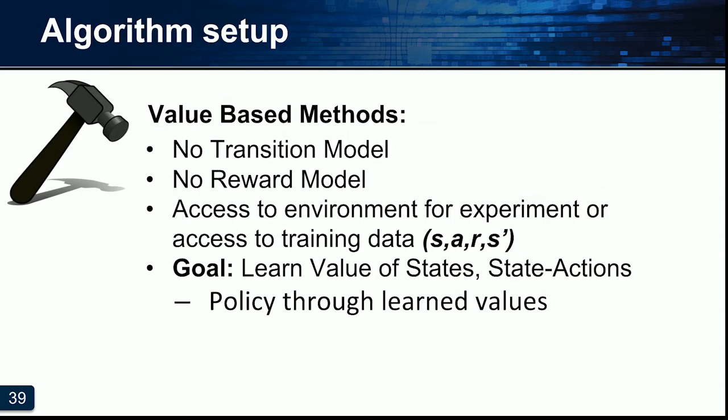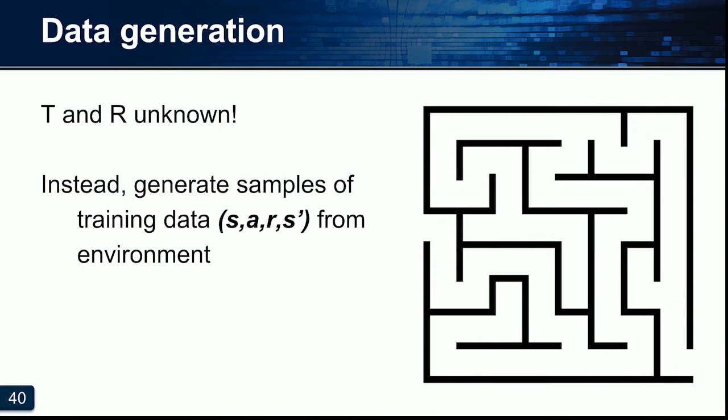Sometimes what you can get is just a batch of information about things that people have seen in the past, in terms of moving around. So the goal then is to learn the value of states and state-actions. And then through that, remember, we get what the optimal policy is supposed to be, so we can get that behavior. As I said, you don't have T and R, but instead, we're going to generate some samples.